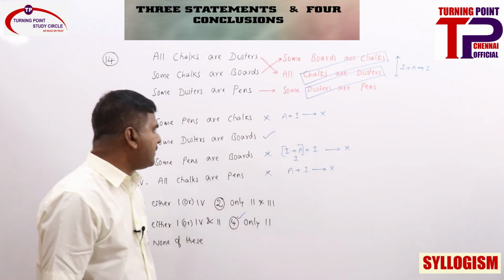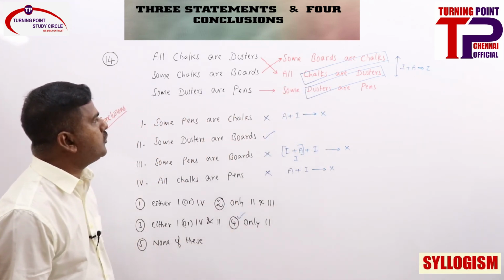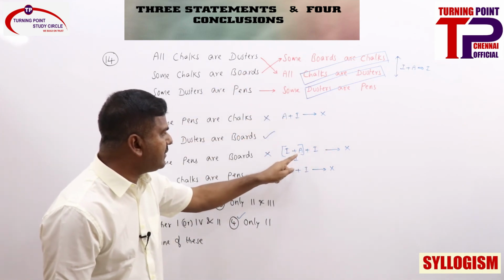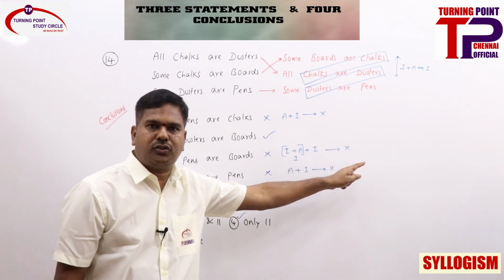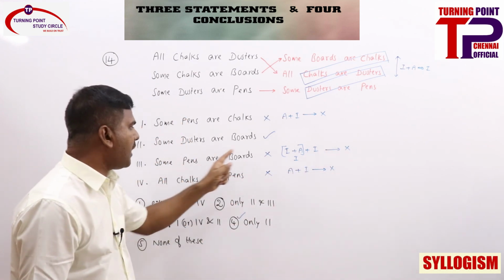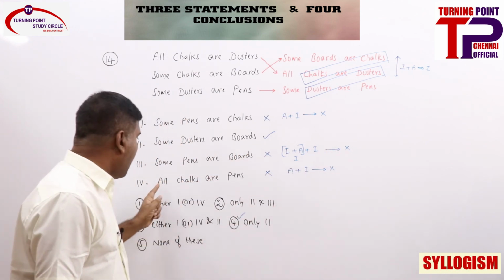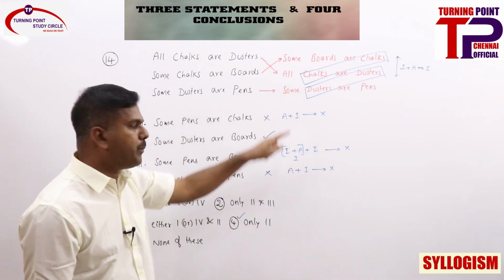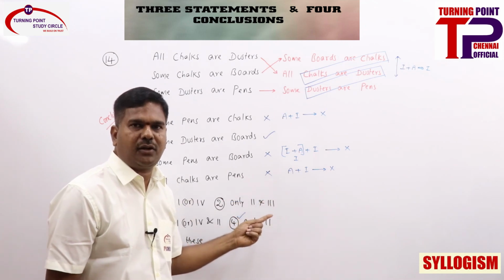Next one, some pens are boards. Where are pens and where are boards? 1 plus 2 plus 3. That is I plus A plus I. But I plus A is I, and I plus I gives no conclusion. You won't be getting the answer for some pens are boards. Ruled out. All chalks are pens. Where are chalks and pens? Again 2 and 3. A plus I gives no conclusion. That is the reason it is ruled out.